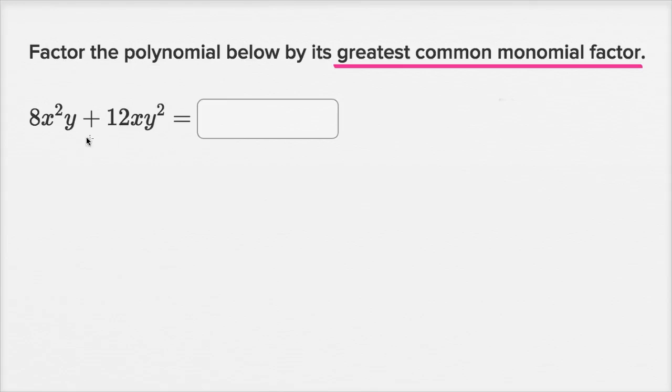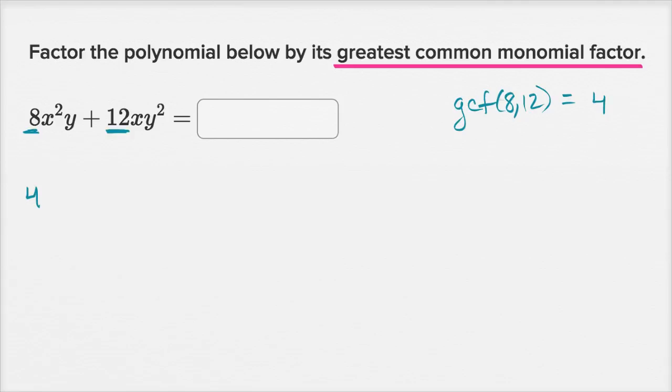Well, one way to start is to look at just the coefficients. So I have the 8 and the 12. What is the greatest common factor of 8 and 12? There are a lot of common factors of 8 and 12. They're both divisible by 1, by 2, and by 4. But the greatest of their common factors is going to be 4. So the GCF is equal to 4. I'll put a 4 here.